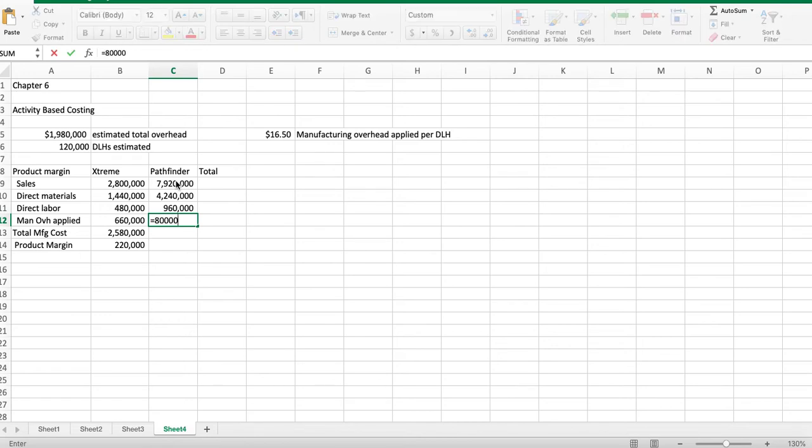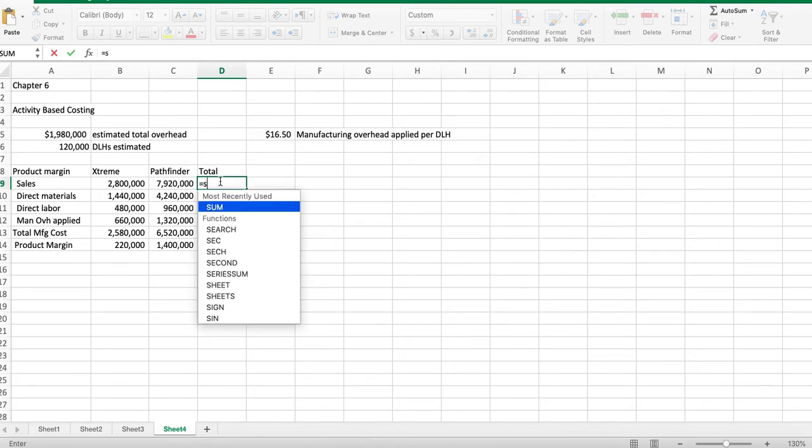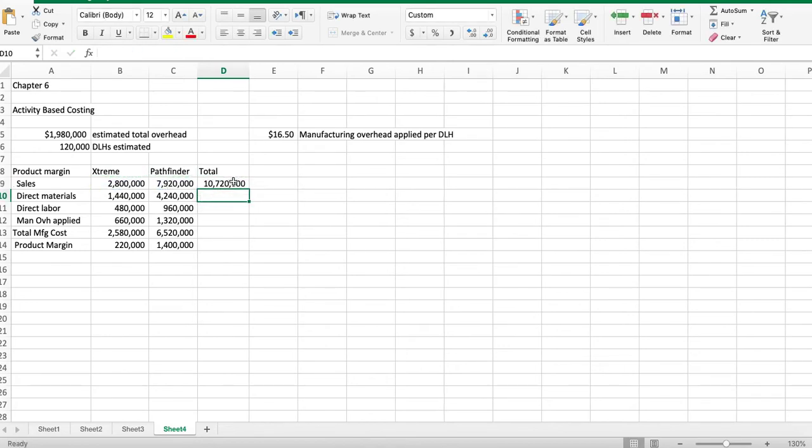And my manufacturing overhead is applied based on direct labor hours, and it's 1 direct labor hour per unit in the Pathfinder, and it's based on my $1,650 predetermined overhead rate. So again, I'll sum my total manufacturing cost and get $6,520,000 and a product margin of $1.4 million. And then I can just sum across to get my total.